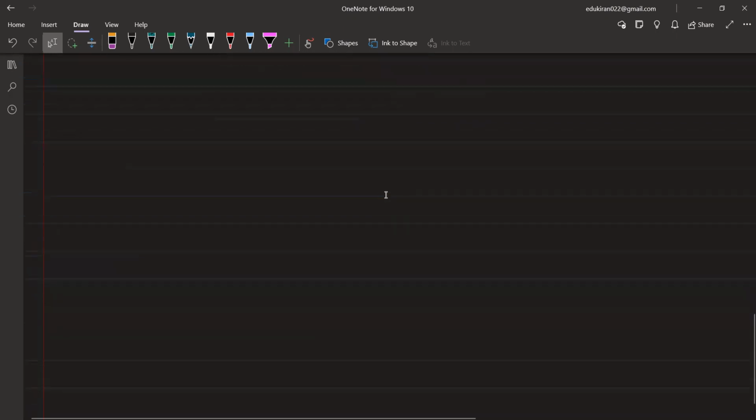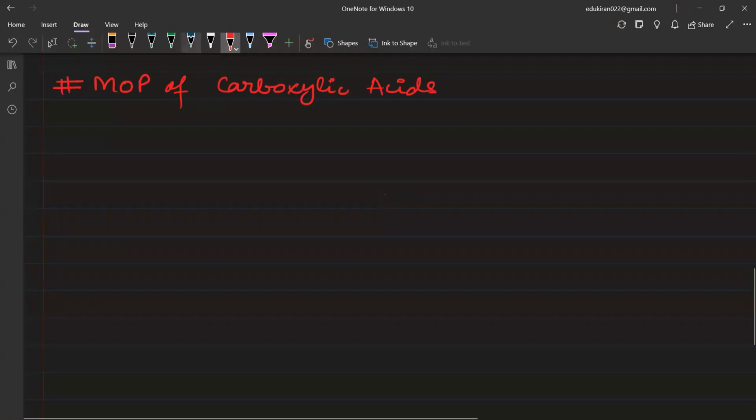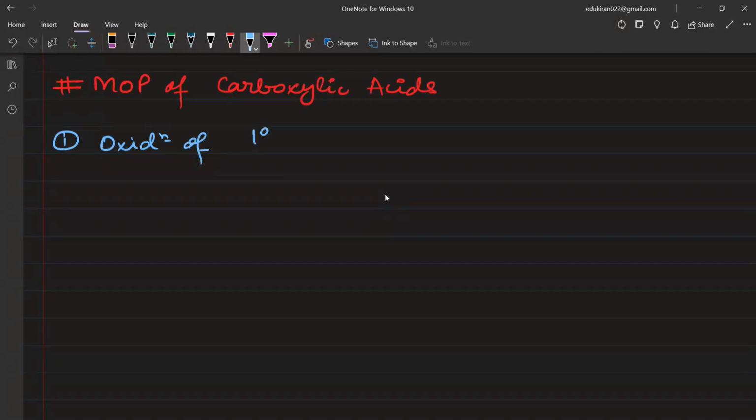Let me know if you are not done. If you're done, please write the next topic: method of preparation of carboxylic acids. Now in this slide, the first method of preparation is oxidation of 1 degree alcohol and aldehydes.